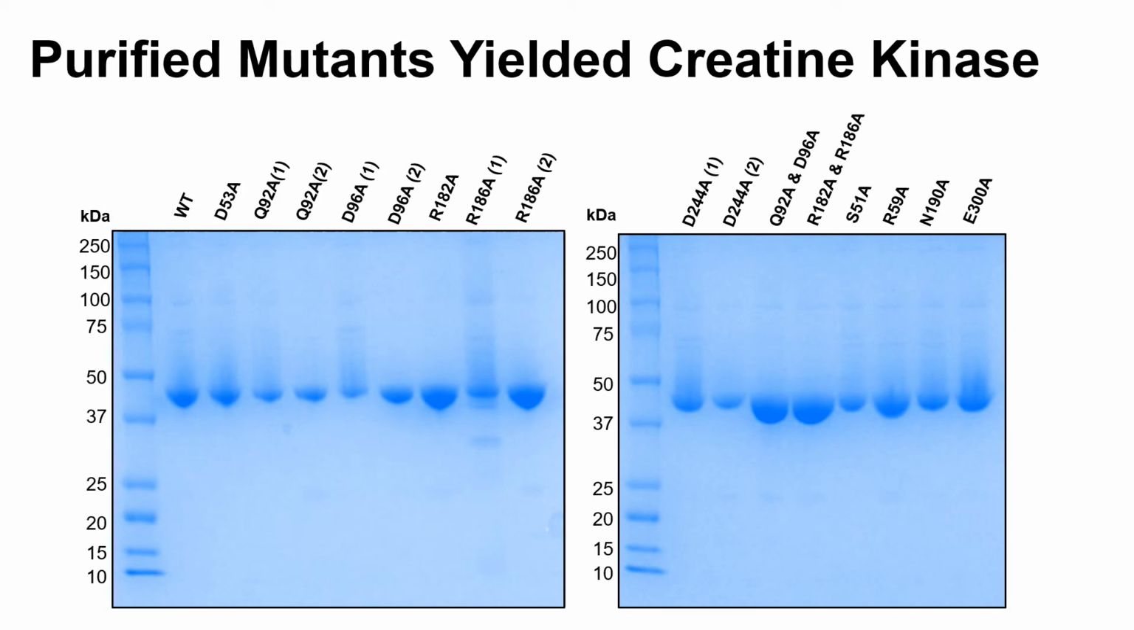All 12 mutants, along with the wild type, were expressed in E. coli and purified. Extracted proteins were tested for purity on SDS-PAGE, an electrophoresis method that separates proteins based on size in denaturing conditions. All mutants and wild type gave similar bands and were in agreement with the molecular weight of creatine kinase in literature, which is about 46.5 kilodalton.